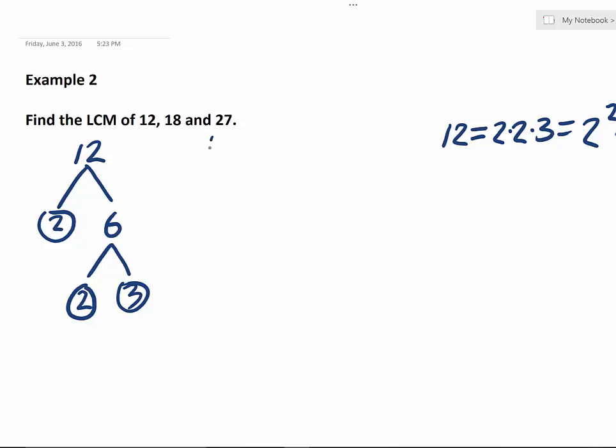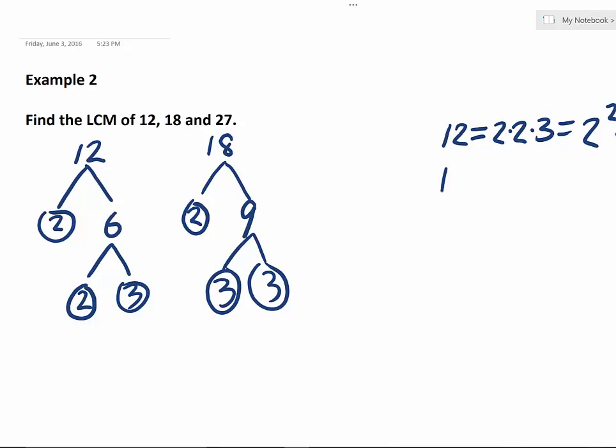Now let's take a look at 18. The smallest prime number going into 18 will be 2. 2 going into 18, 9 times. Now 9 is not a prime number yet, so we gotta take the smallest prime number and make it go into 9. So the smallest prime number going into 9 will be 3. 3 going into 9 3 times. So 18 is equal to 2 times 3 times 3. So we have 2 times 3 squared.